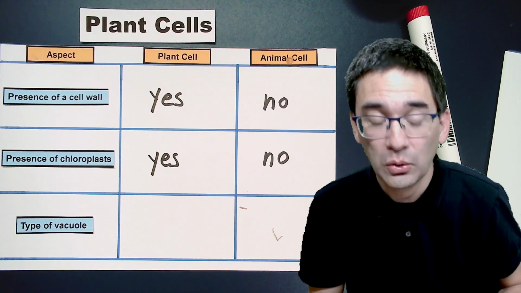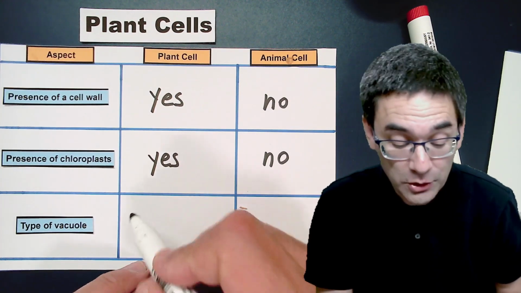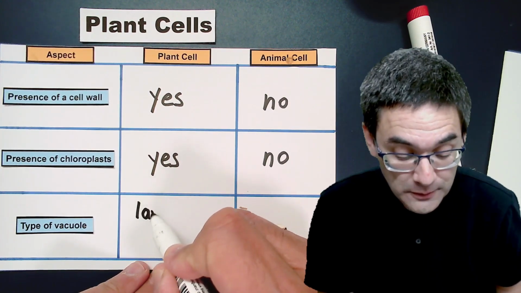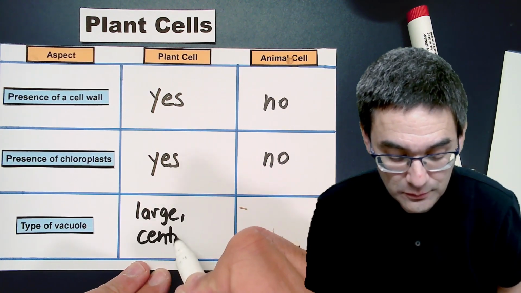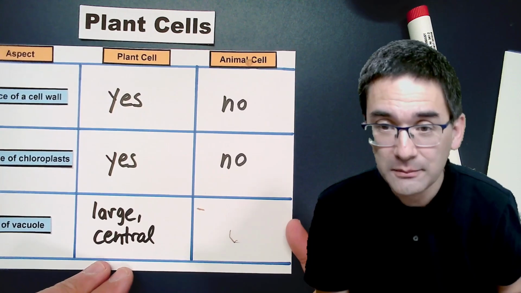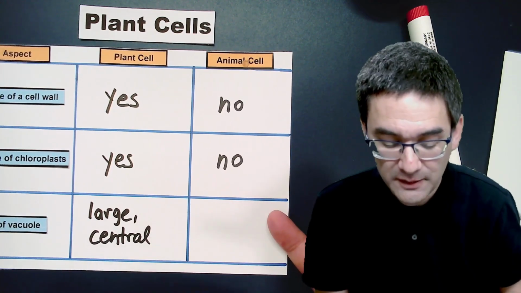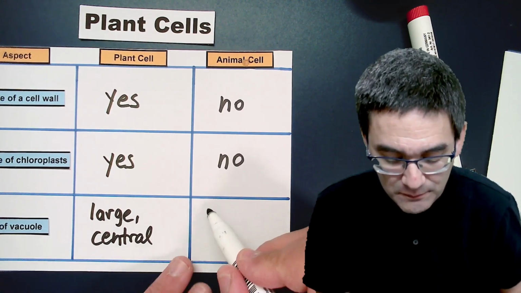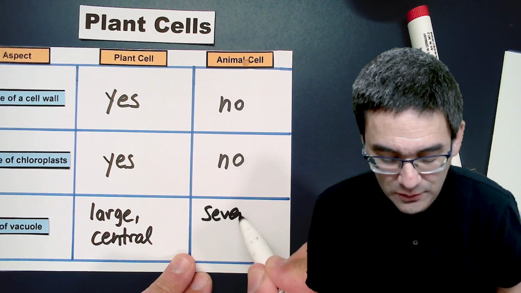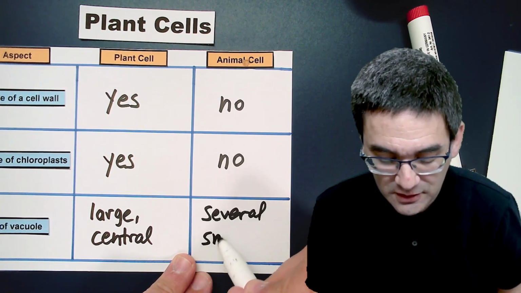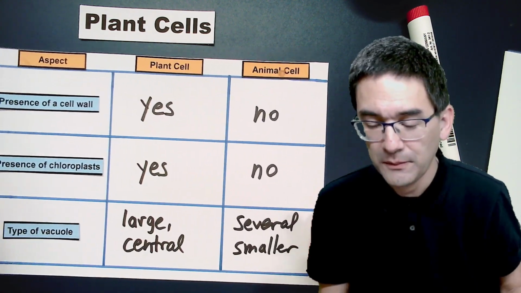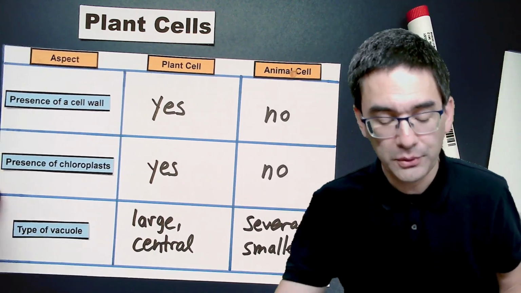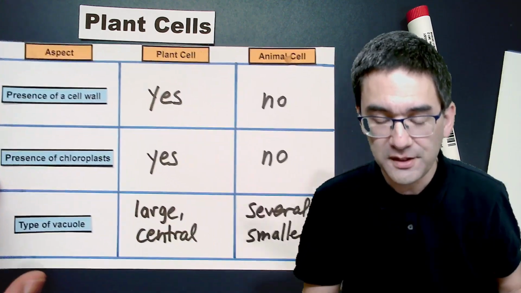And the type of vacuole here: plant cells have a large central vacuole, large and central. And animal cells, what do they have? They may have several smaller vacuoles. Okay, so these are really three important differences here. Here we go.